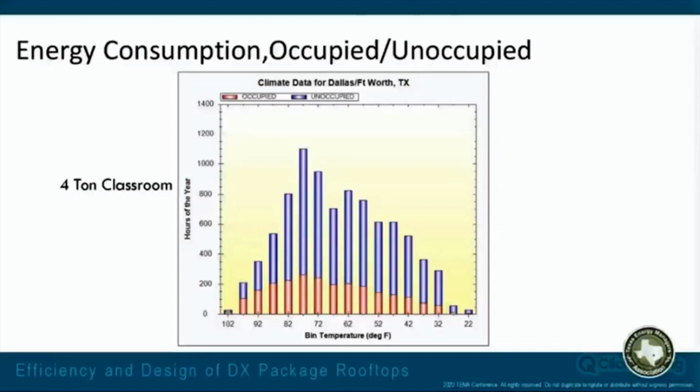So now we want to look at some energy consumption. And I modeled a 4-ton classroom. This model was done on a little bit different classroom than the previous model, but it's going to work about the same. Again, this is the climate data for the Dallas-Fort Worth area. The green part of the bars you see there, and each of those bars is a 5-degree temperature increment from 102 down to 22, is your unoccupied hours. The red part is your occupied hours.